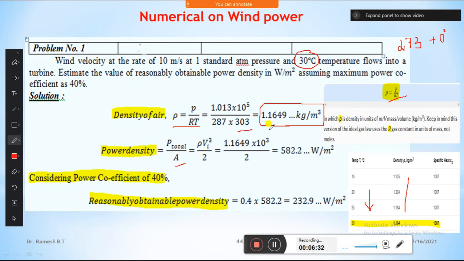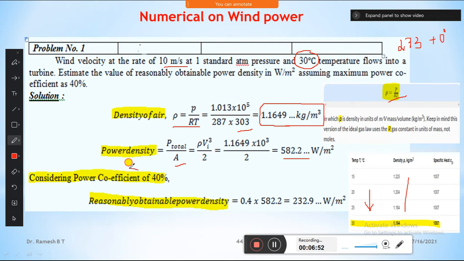So we already got the value of 1.64, and 10 is the given velocity. So that velocity cube, 10 cube meter per second. If you substitute that and simplify, finally you will get 582.2 watt per meter square. That is the power density.